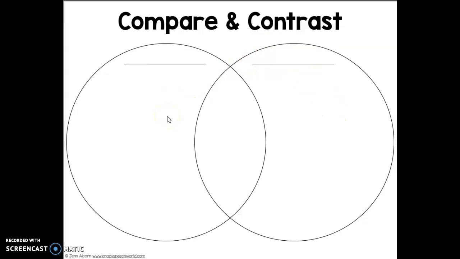So today, when you compare and contrast Clevis from the beginning of the story to the end of the story, you're going to write all the things that stayed the same about Clevis in this little middle part. Then you're going to write all the things that are different. So how Clevis is different at the beginning of the story is going to go here, and how Clevis is different at the end of the story is going to go over here. This is a map, or a way for you to write down your ideas.